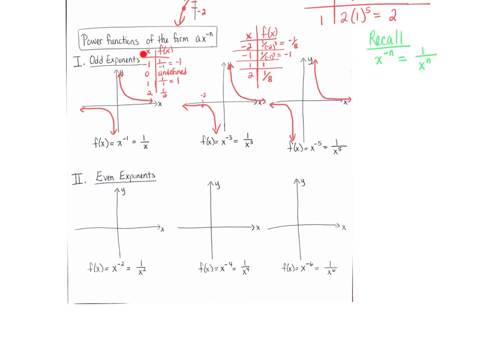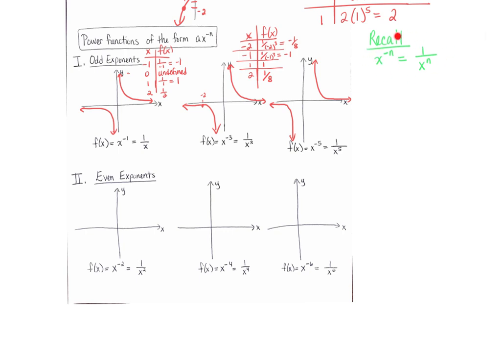You can also have power functions of the form ax to the -n, where n is an even exponent. Okay? Now, before we move on, notice that the graph of ax to the -n, where n was an odd exponent, didn't have the same shape as ax to the n where n was odd. It's important to notice the shapes of the graphs because you will see these often. Okay? So let's go on to even exponents.